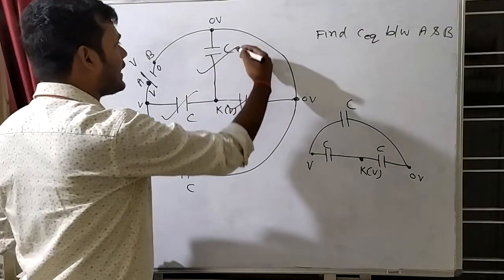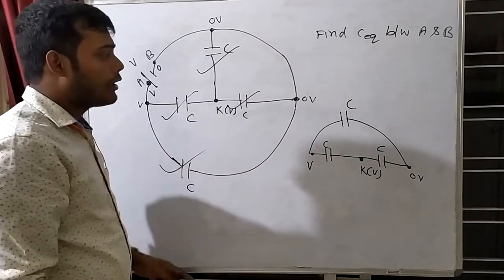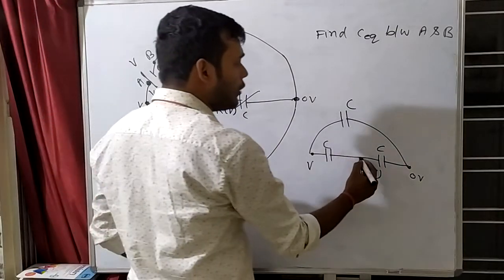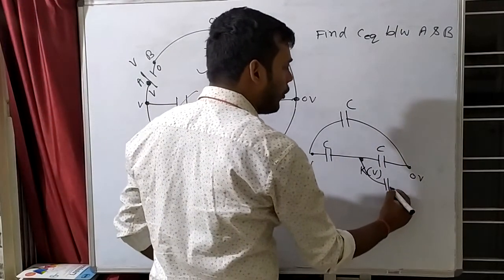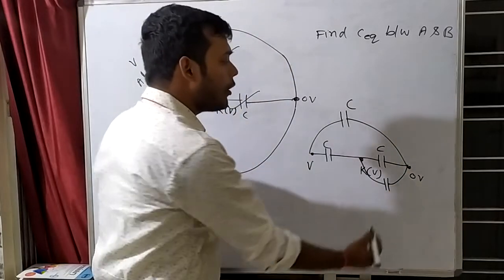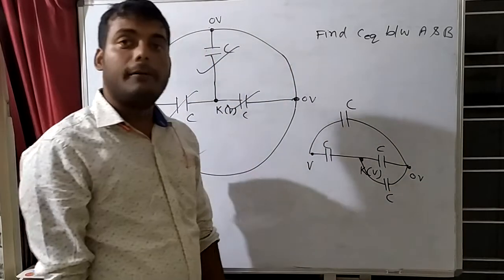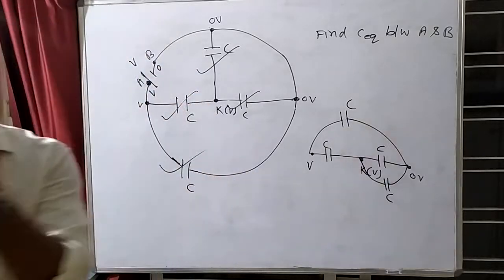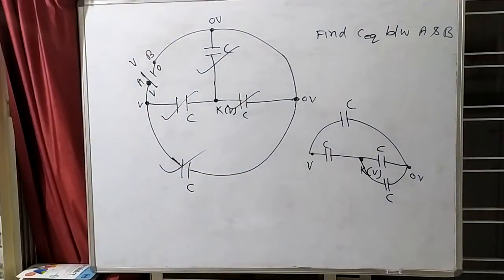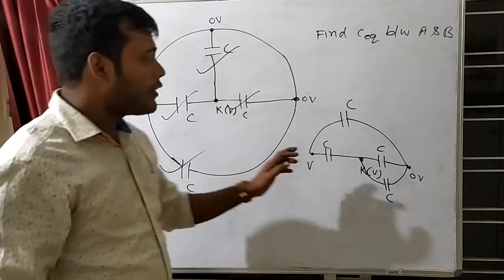This capacitor is connected between 0 volt and K volt. Can you see this one? So connect a capacitor between 0 volt and K volt. Clear? Now can you see this diagram? Now I think series and parallel is clear. I will solve this question fast.